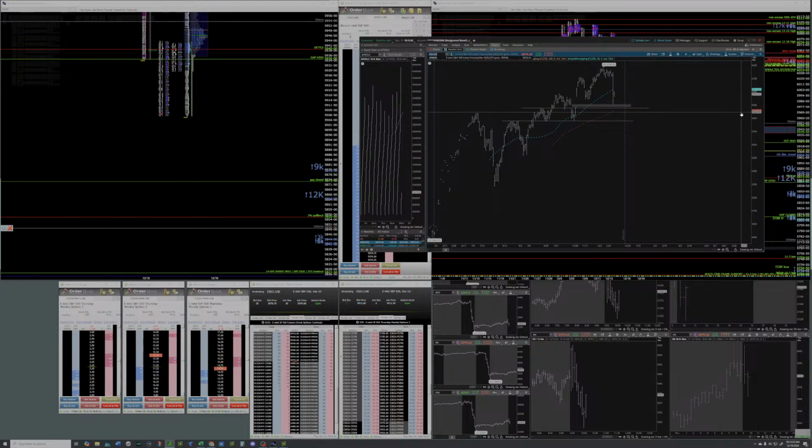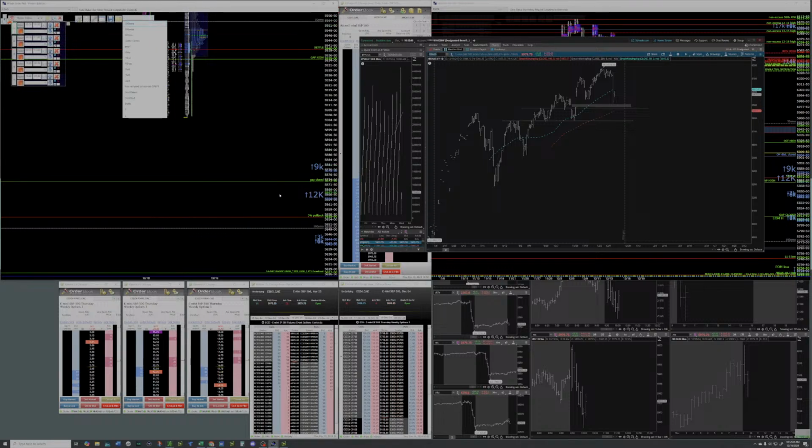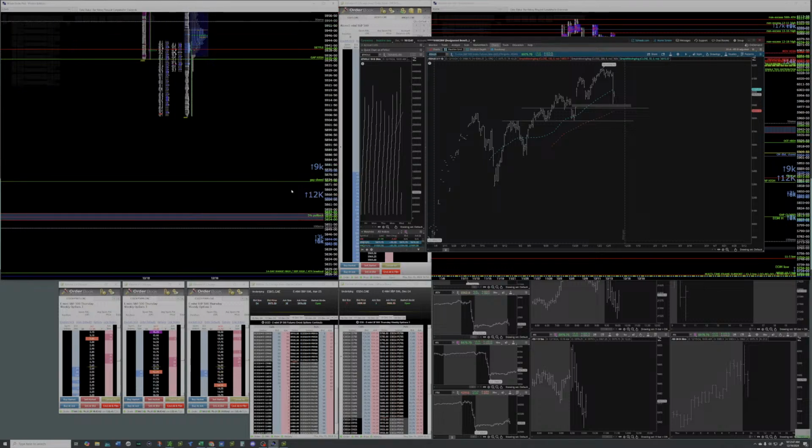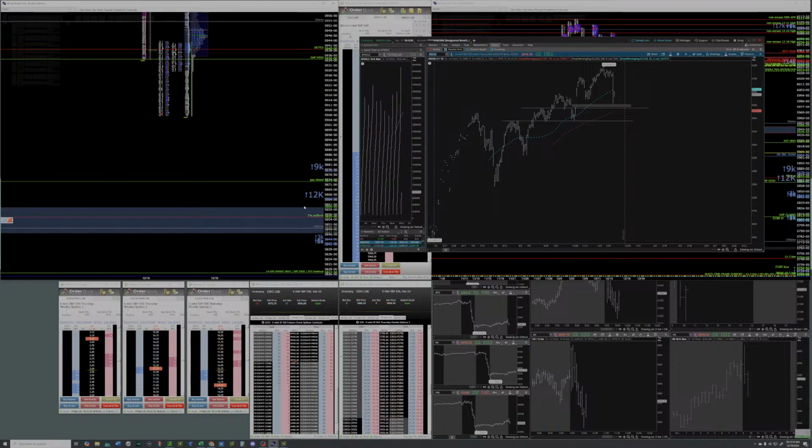Right now is 54. Oh, I put it here. 50 pullback. Okay, I'm going to do something here. I'm going to highlight this area here. This could be something. I don't want to lose sight of this area here.